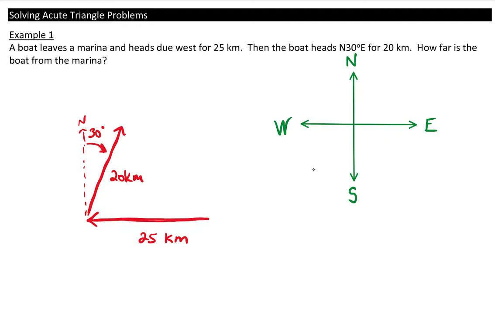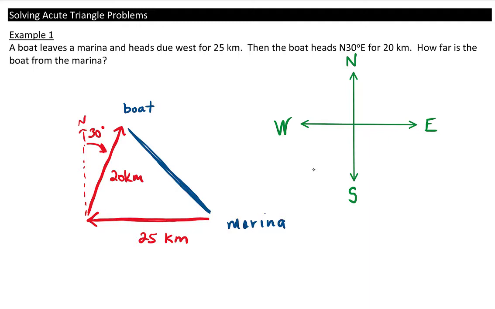How far is the boat from the marina? So what we are looking for is the distance from the start to the finish. So here would be the marina where it started. It headed west and then it went north 30 degrees east. So this is where the boat is now. So we have two sides, so we definitely need to get an angle here. And we're going to use that north 30 degrees east.